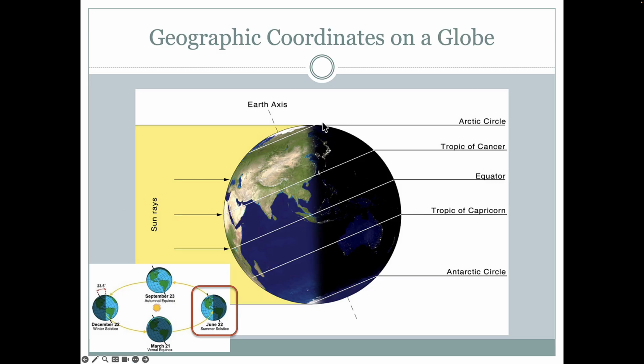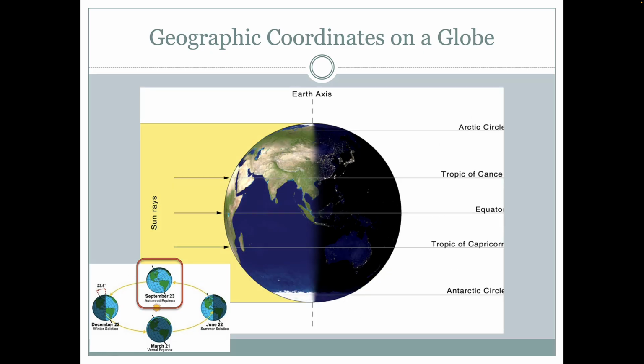The other line here, the Arctic Circle, on the longest day of the year, on the summer solstice, that's where every place at the Arctic Circle and above would receive 24 hours of daylight. The sun would never set. It would dip down, touch the horizon, and then start back up again. So these lines of latitude are just related to how the Earth revolves around the sun and some special cases there.